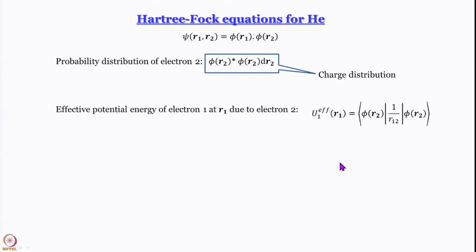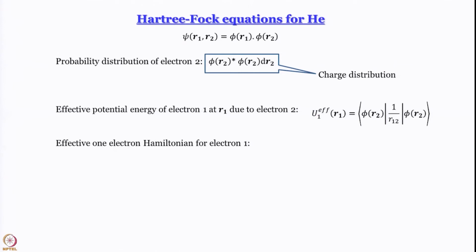Of course, if you could measure at different times, you would get different values. That is why, as we know, in quantum mechanics we only work with average values. Okay. This is the effective or average value of the potential of electron number 1 at its own position due to the presence of electron number 2, because they are going to repel each other, right. Okay. So, this is how we define U1 effective.